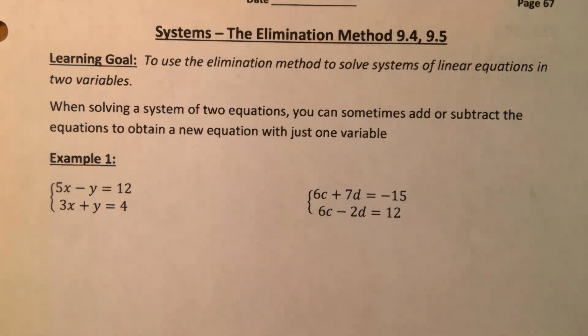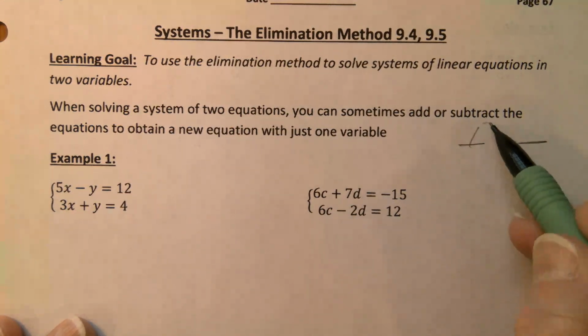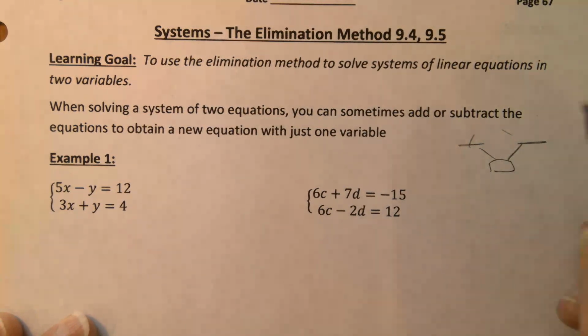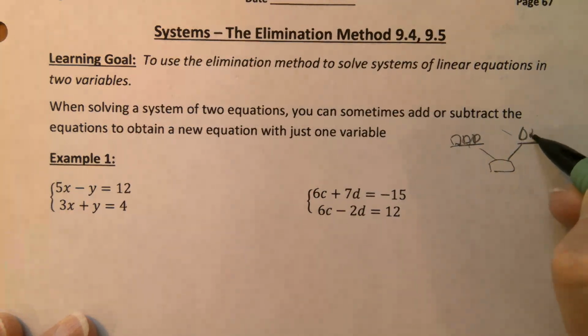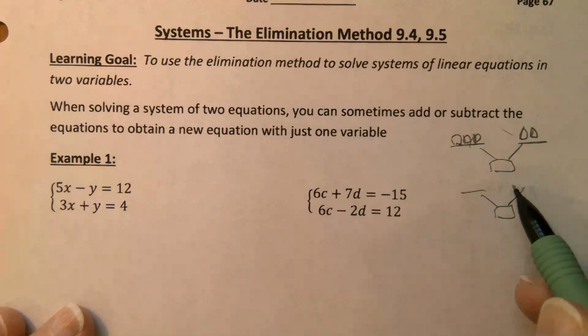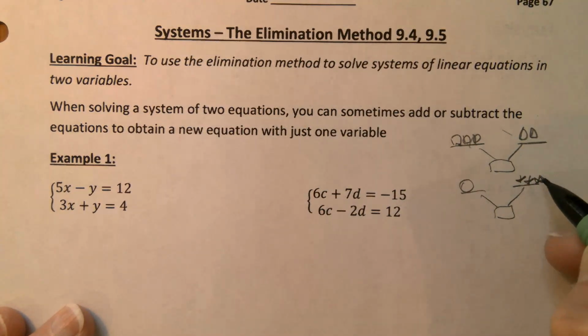When solving a system of two equations, you can sometimes add or subtract the equations to obtain a new equation with just one variable. Let me explain why this works. If I have a balance scale, so here's my balance, I don't even know how to draw one. Let's start like this. These are balanced. I have a bunch of things here, and a bunch of things there, and they're balanced. Then I have another balance scale with something there, and a whole bunch of stuff here.